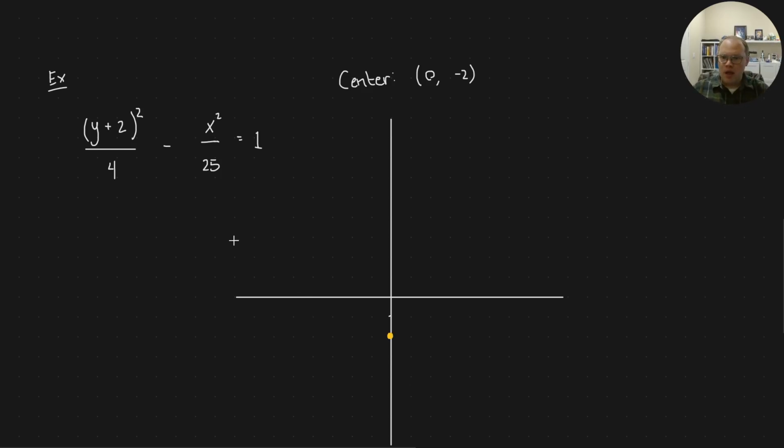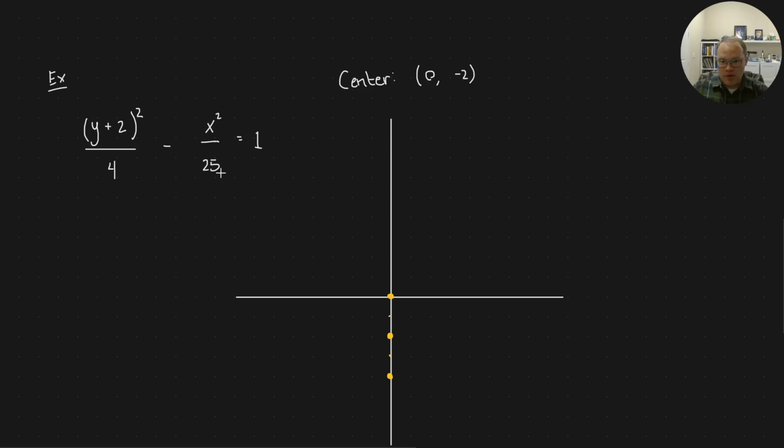Okay. I'm going to go 4. So the denominator here is 4. So square root of 4 is 2. And because it's the denominator of the y term, I'm going to go in the y direction. So 2 units up and down. So 1, 2, 1, 2.